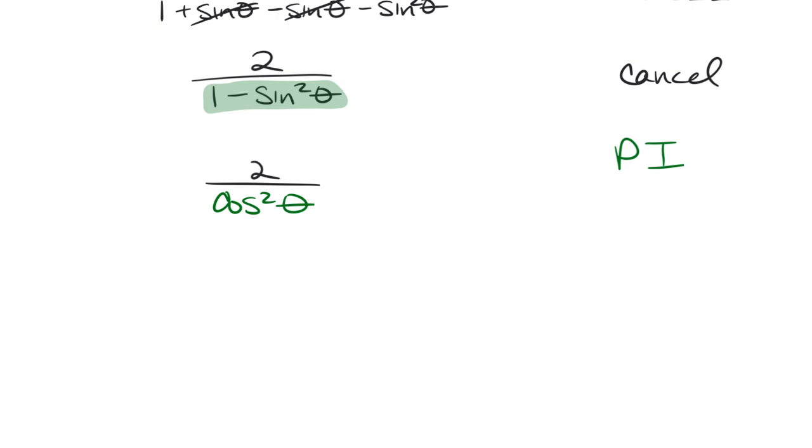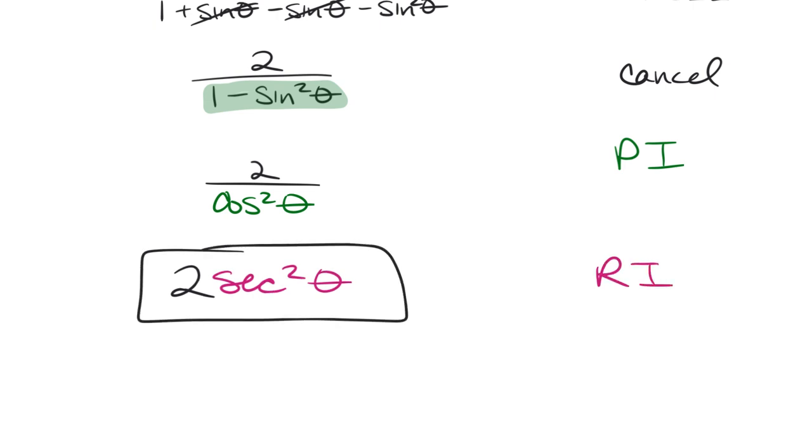Okay, look at your formula list. Is there any formula where cosine is in the bottom? I think I heard somebody say it. Secant. Secant is defined to be 1 over cosine, which means if you see cosine in the denominator, you can take it out of the denominator if you make it a secant, because that's the definition of secant. So this is just secant squared of theta due to my reciprocal identity. And since I'm done, I have no more fractions and I have one term. That's how I know I'm finished. Yay.